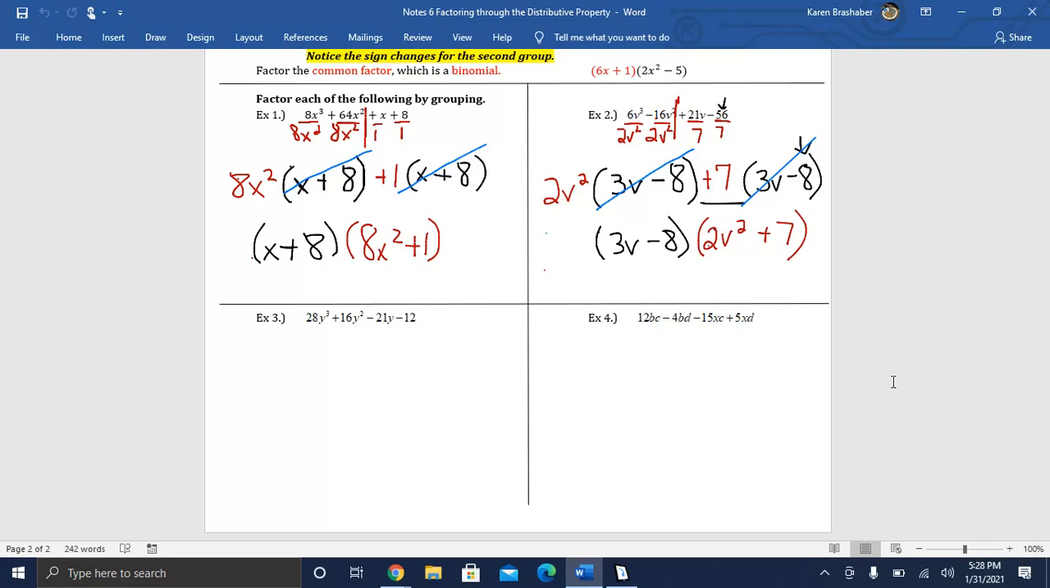So we'll be moving on. These last two have a little bit more subtraction. So this is going to change how we deal with the division.